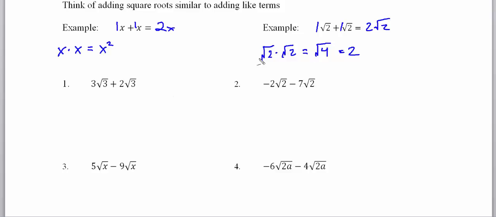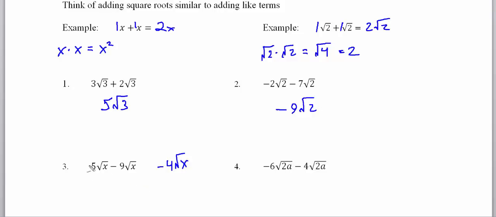So what we have is basically you can add radicals together if they function like common terms. So for example, this is 3 square roots of 3 and 2 square roots of 3, which make 5 square roots of 3. Or losing 2 square root of 2 and minus 7 square root of 2 is like losing 9 square root of 2. 5 square root of x minus 9 square root of x is like having negative 4 square root of x.